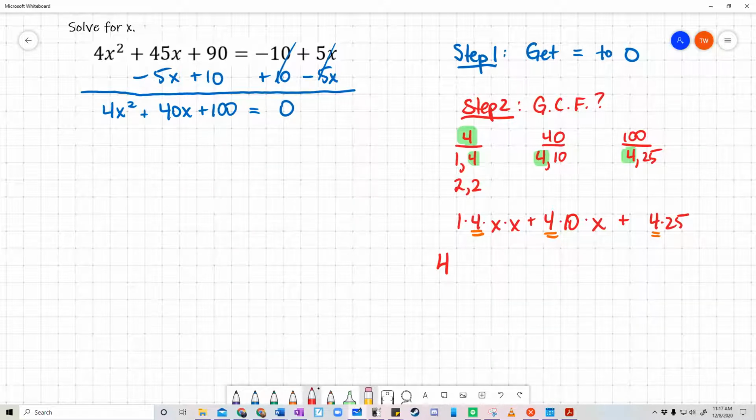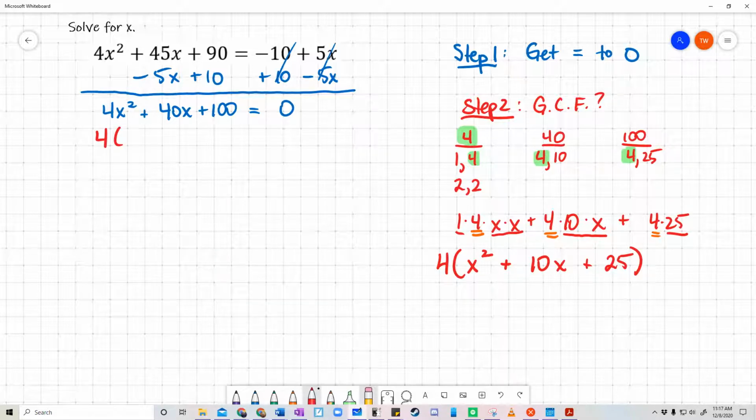So take your greatest common factor, pull it out, and then think about what's left. I have a 1 times x times x. That's 1x squared. I don't need to write the 1. In my next term, I have a 10 times x. So I'm going to write plus 10x. And in my final term, I have just 25 if I take the 4 out. So I'm just going to transfer that to my required work side. Put equals 0.